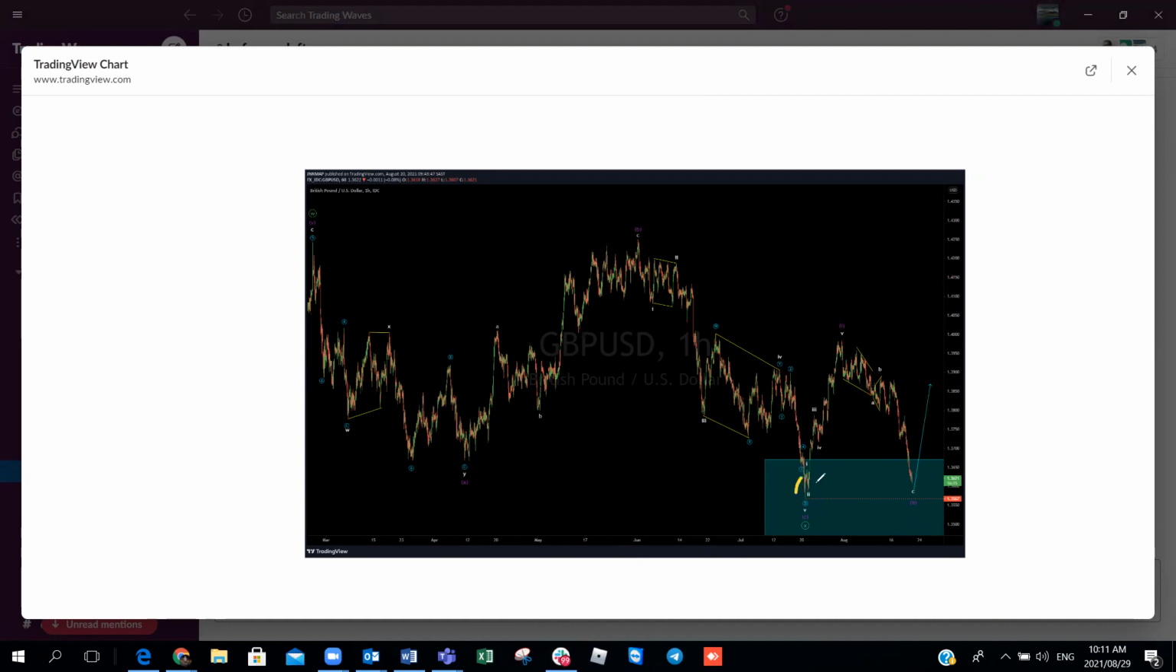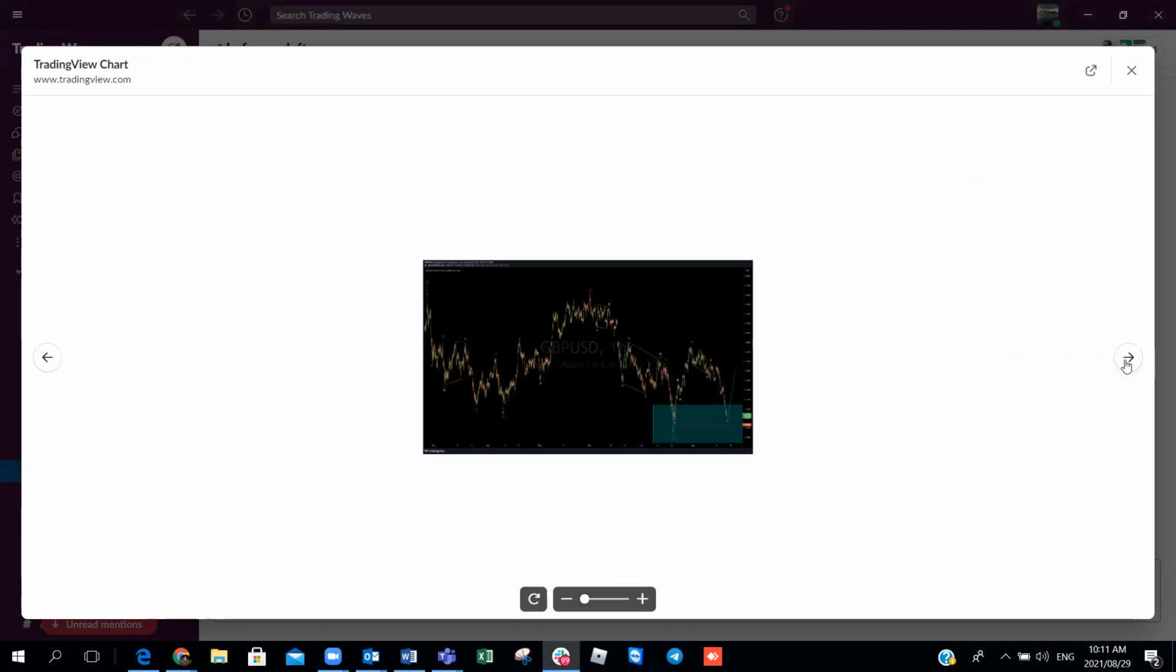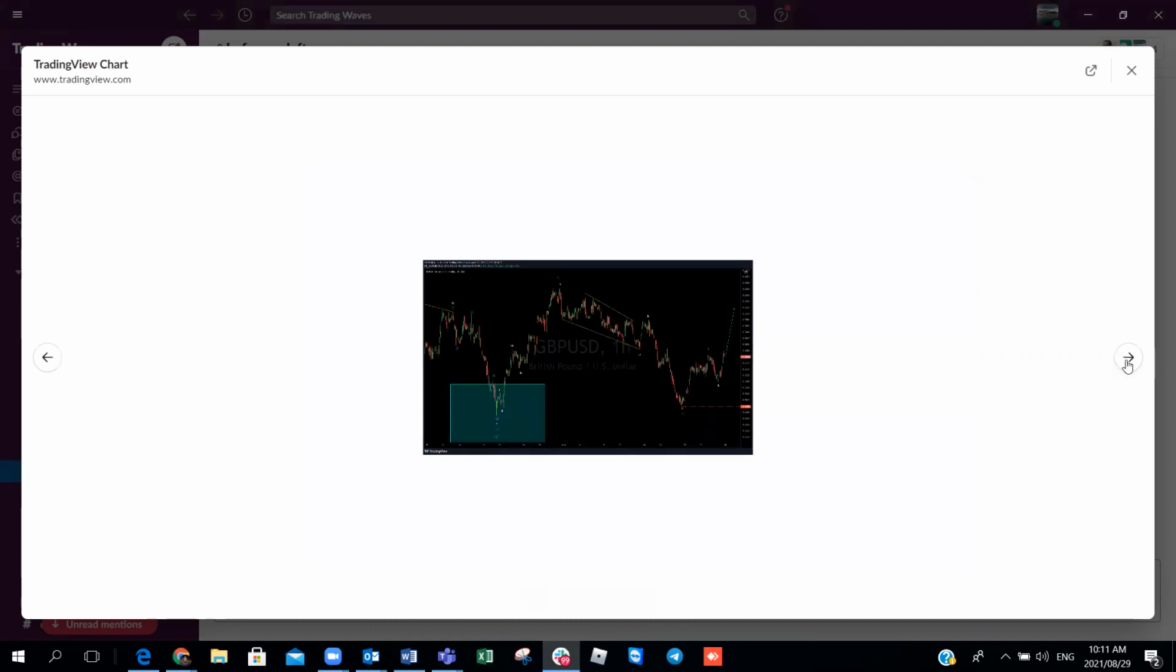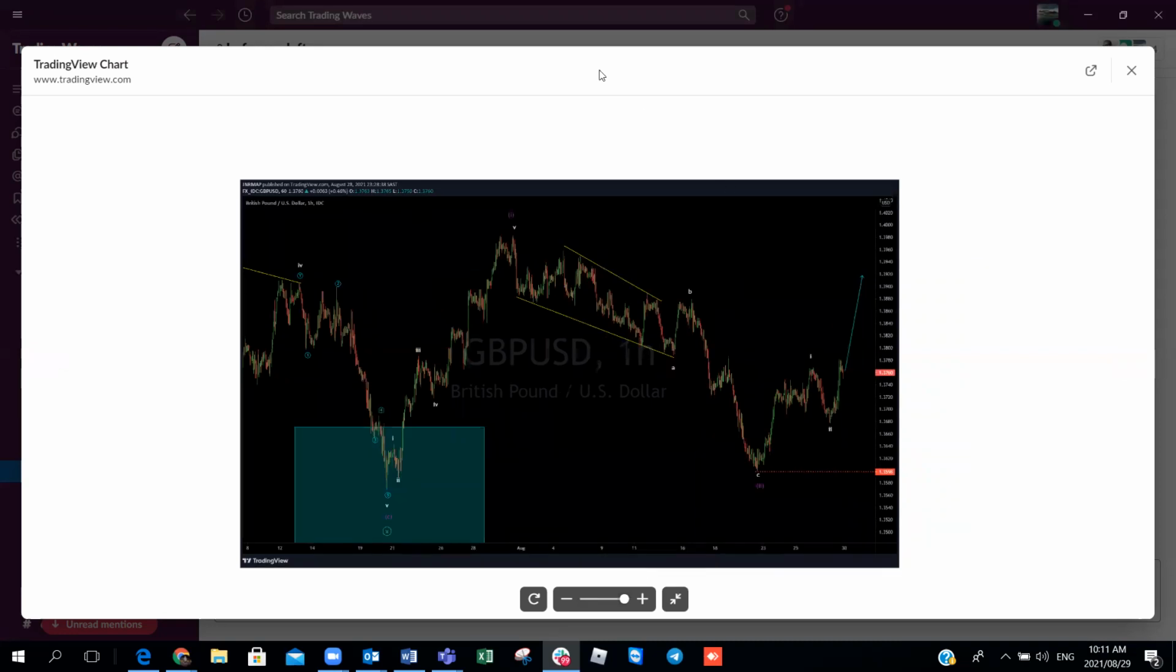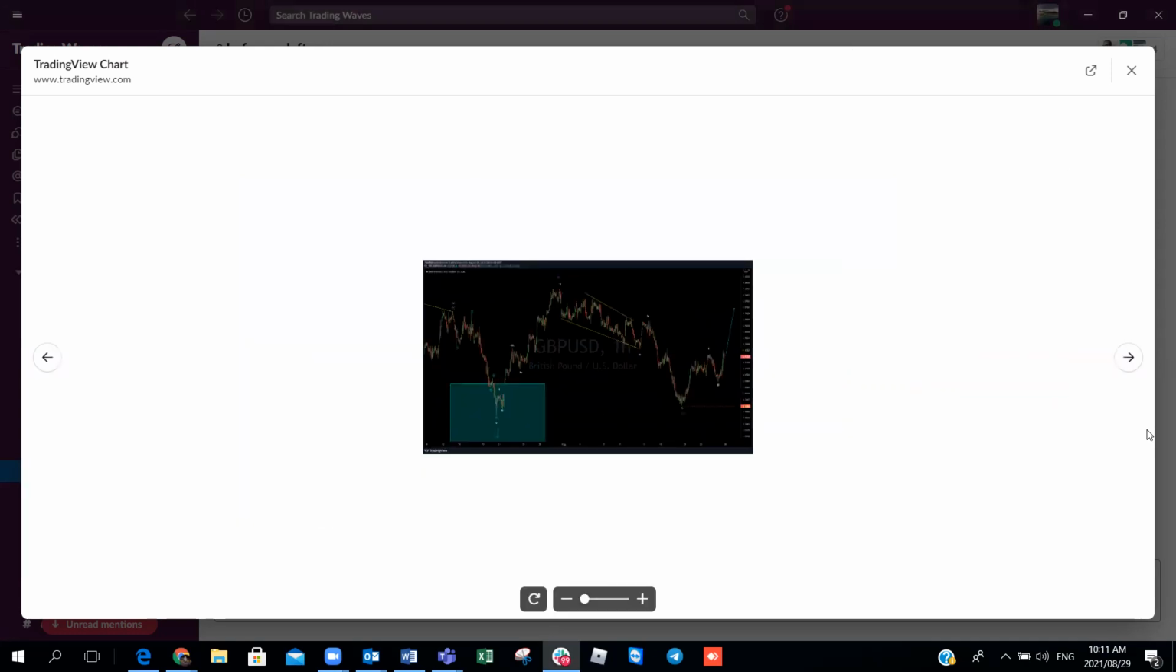So this was the initial test of the blue box. We got a reaction. We've got a pullback here in 3, and we've got a move to the upside. And it looks like the pound is ready for a move to the upside. Looking at the weakness in the US dollar over the next coming sessions, it makes sense that we expect the pound will now start making a move to the upside. So that is how Pound US dollar has played out as forecasted.